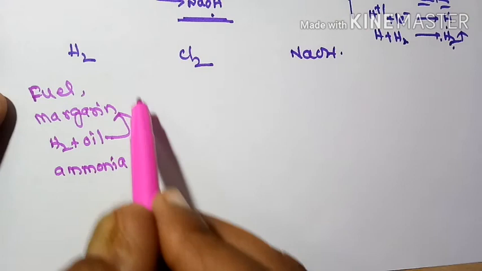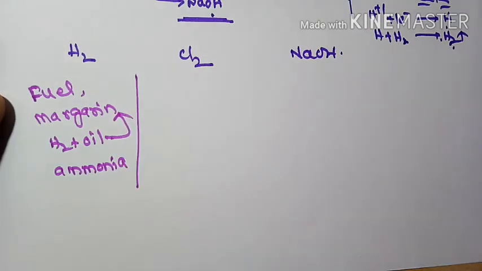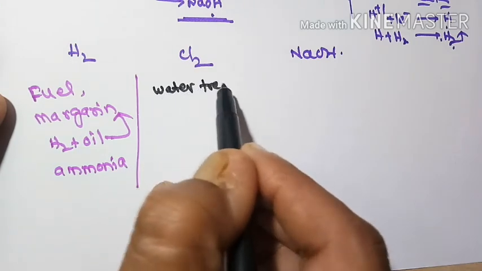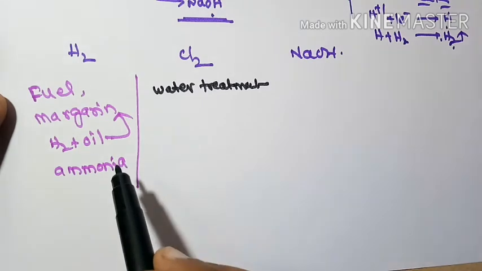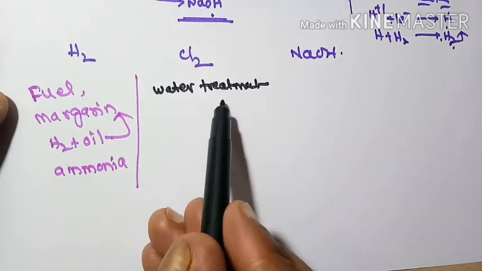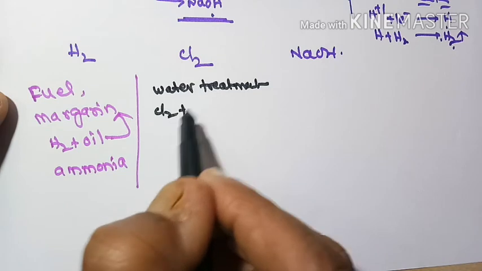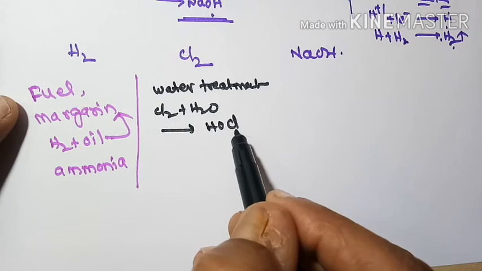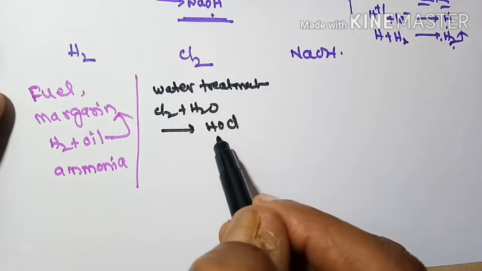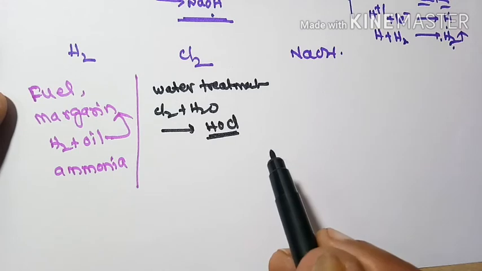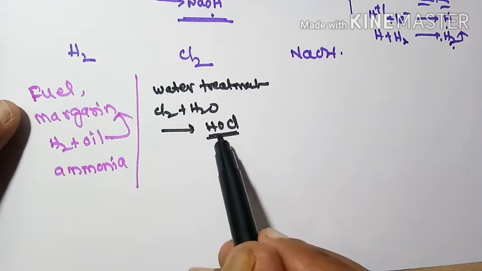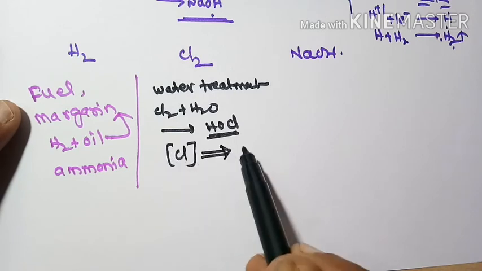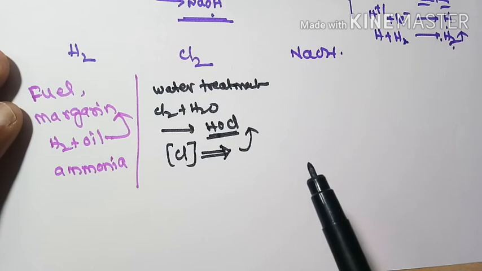Next, let us consider the uses of chlorine gas. It is used for water treatment. What is meant by water treatment? That means to purify the water. When we send chlorine gas through water, it forms HOCl, hypochlorous acid. This hypochlorous acid gives nascent chlorine atoms. These nascent chlorine atoms kill the microorganisms present in the water.